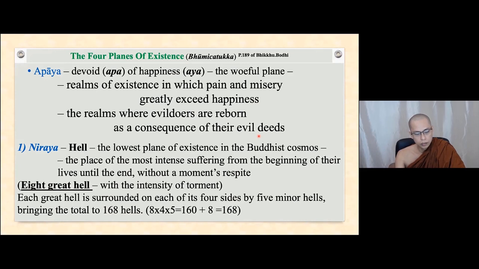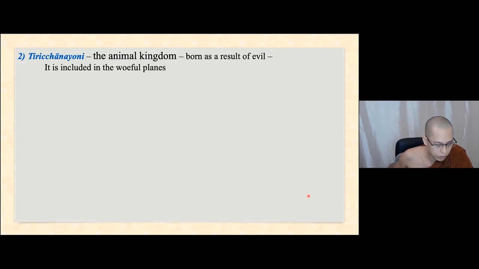And if you wish to know about the names of the great hells, you can see in the Comprehensive Manual of Abhidhamma. And for the minor hells, it is not easy to bring here. And maybe when we study the Visuddhimagga, we will bring that. Okay, so let's continue to the second woeful state of Tiracchana Yoni.